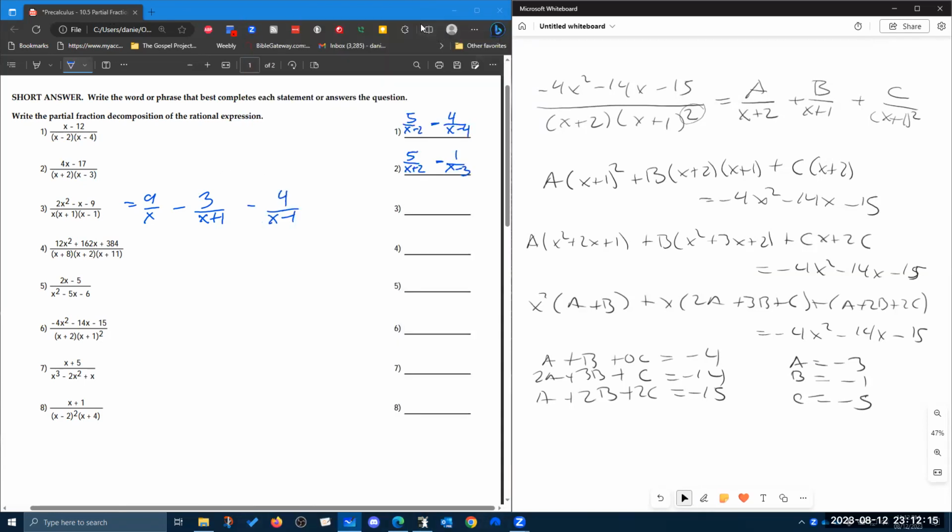So that's going to give us negative 3 over x plus 2 minus 1 over x plus 1 minus 5 over x plus 1 squared.